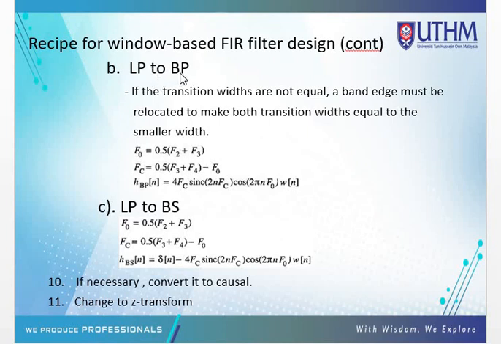Next is the low pass to band pass. If the transition widths are not equal, a band edge must be relocated to make both transition widths equal to the smaller width. And this one you have the fc and the spectral transformation. And this one is the low pass to band stop. You can use this expression for the transformation to the band stop. And next is, if necessary, convert to causal, and then finally change to a Z transform.